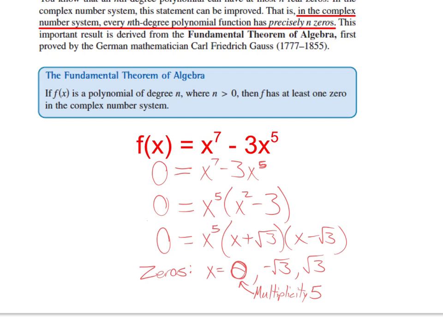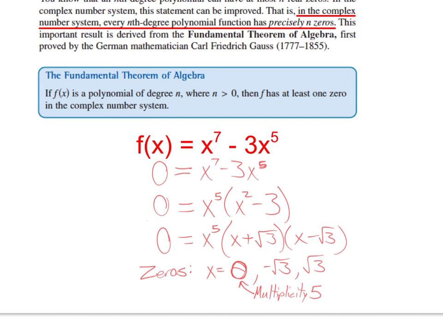Now this makes sense because if you look at our fundamental theorem of algebra up here, we should have how many zeros in this equation? Good, Matthew, we should have 7. Our degree here is 7. Okay, so we should have 7 zeros. We have 7 zeros, it's just that 5 of them happen to equal the same thing. They happen to equal 0.